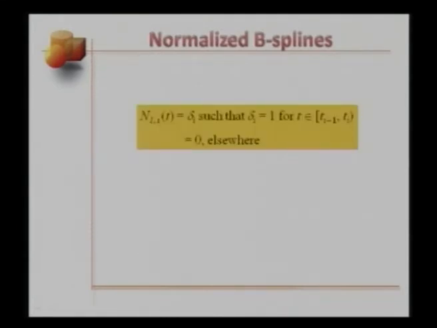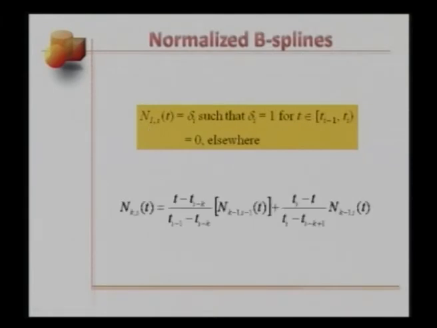So finally, normalized basis splines can be defined as follows. N_1,i, which are the order 1 normalized splines, a function of t, is equal to delta_i, such that delta_i is equal to 1 for values of t belonging to the interval closed t_(i-1), comma, t_i open. This essentially means that all values of t will include the value t_(i-1), but will not include the value t_i. For all other values of t not belonging to this interval, N_1,i is equal to 0. This is for order 1 normalized basis splines.